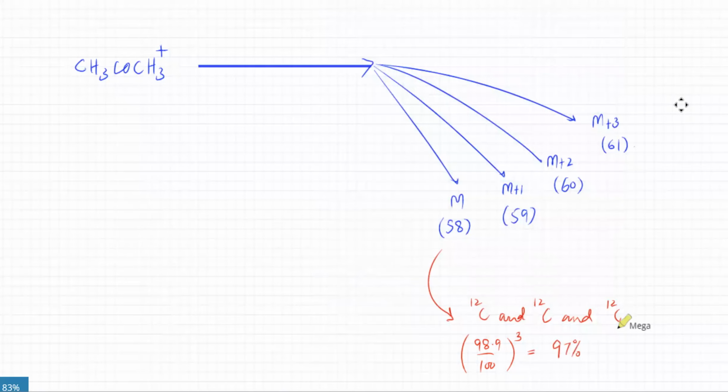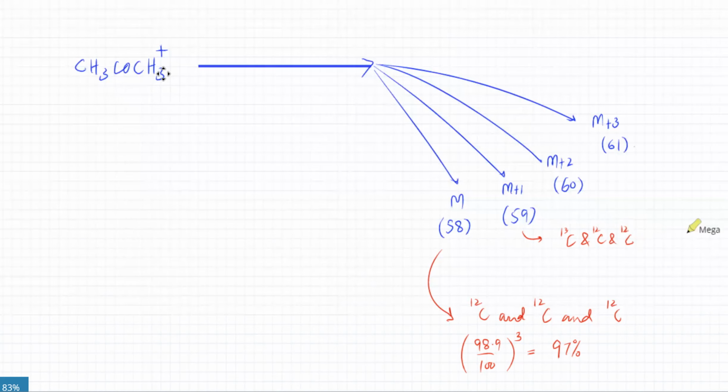So the chances of detecting the M peak have now decreased. That means your detector is going to be detecting a smaller amount of this, and the height of the M+1 peak will increase. So if you want to get M+1, then that means any one of them must be 13. So there are three different scenarios. What are the scenarios? It's either the first one is 13 and the second one is 12 and the last one is also 12.